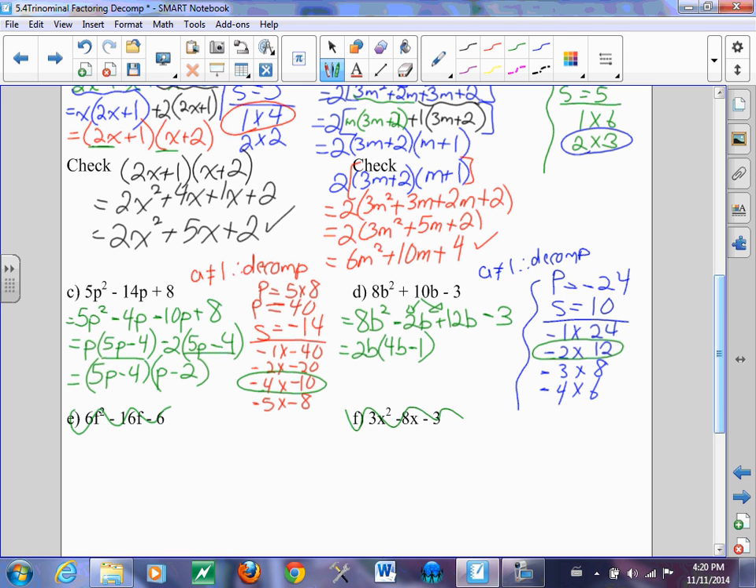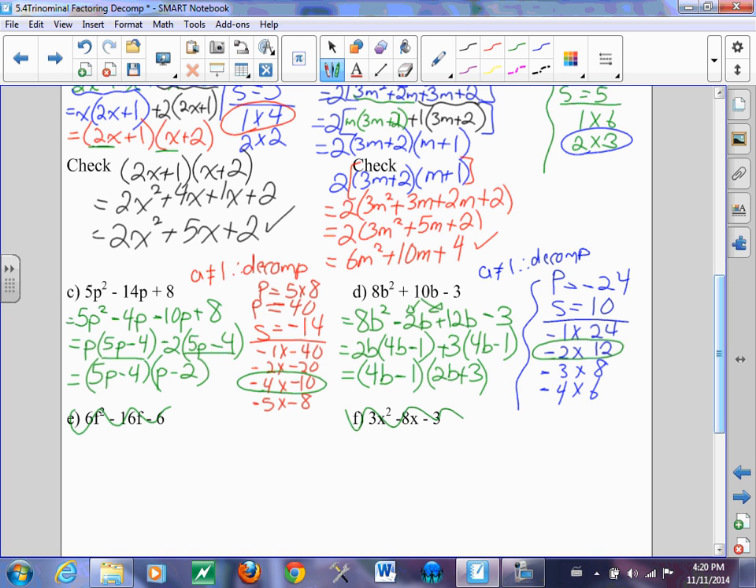Be careful there. It's minus 1. It's not minus 0. Okay, what's common in the last 2 terms? I'm going to take out a 3, so I'll be left with 4b minus 1. And so we've got our common binomial of 4b minus 1 times our leftovers 2b plus 3.